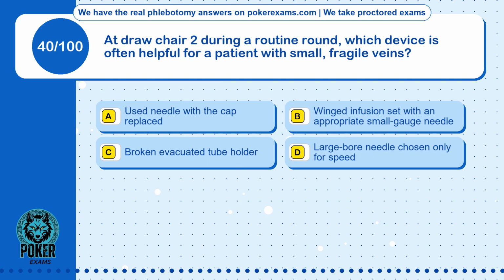Question 40. At draw chair 2 during a routine round, which device is often helpful for a patient with small, fragile veins? Option A, used needle with the cap replaced. Option B, winged infusion set with an appropriate small gauge needle. Option C, broken evacuated tube holder. Option D, large bore needle chosen only for speed.